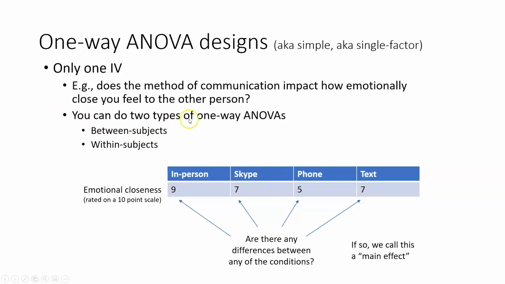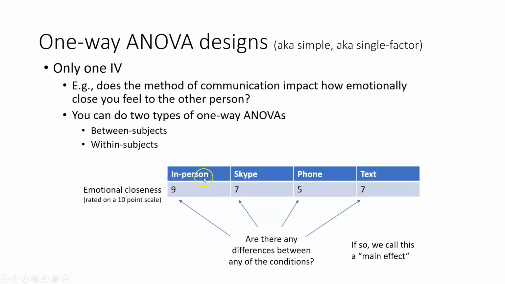You can do two types of one-way ANOVA. You can do a between subjects or a within subjects. A between subjects is where you have separate people in each of the conditions. So the people who were communicating in person would be different than the people who were communicating via Skype, and the people communicating via phone, and different people communicating via text. And maybe in each of these groups you might have like 30 people.